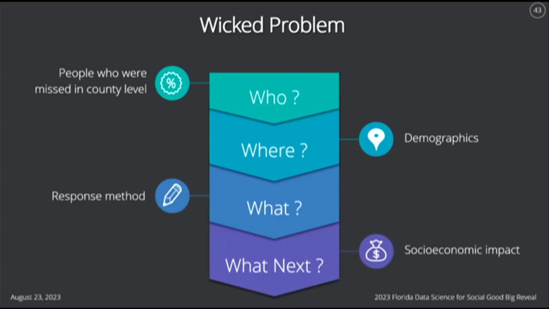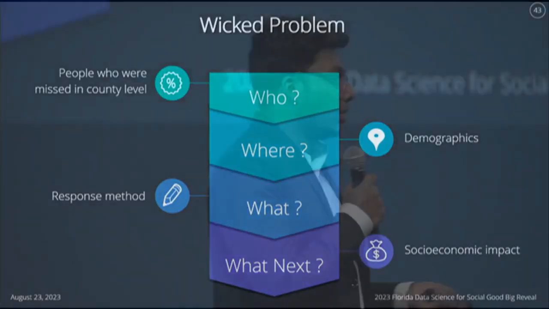Considering this, here is our wicked problem. We are trying to find out who was missed in the census, what their demographic profile is, what the region is, and which area they are coming from. And as we look into the problem deeply, we need to understand their response method and the socio-economic impact of that. We got to know some of the Florida TaxWatch report, but we are looking forward to how it will cover our area and how it will look in more detail.